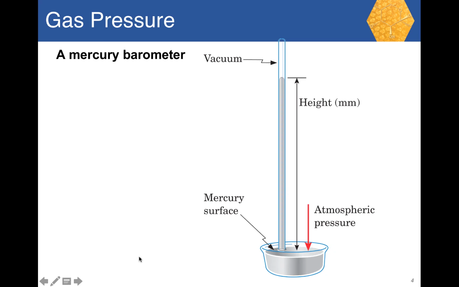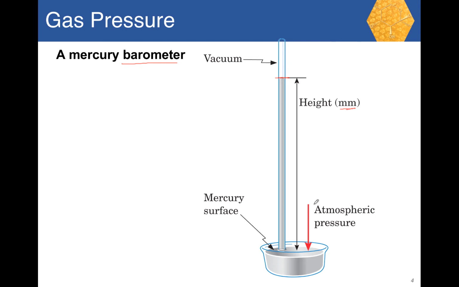Let us look at some of the instruments that are used. This is a barometer, and it's basically a tall tube with a hole in it, and it's filled with mercury. So here's the mercury, and then inverted into a container of mercury. Based on the pressure of the atmosphere, the mercury will fall to a specific level. If that level is at normal atmospheric pressure, it is typically 760 millimeters of mercury. So that's why we have millimeters of mercury.